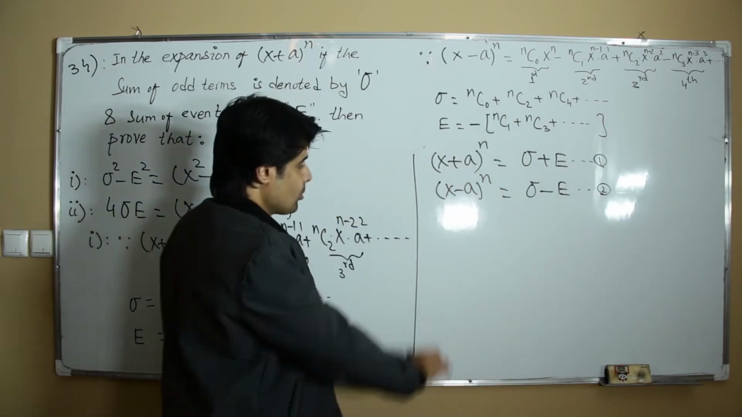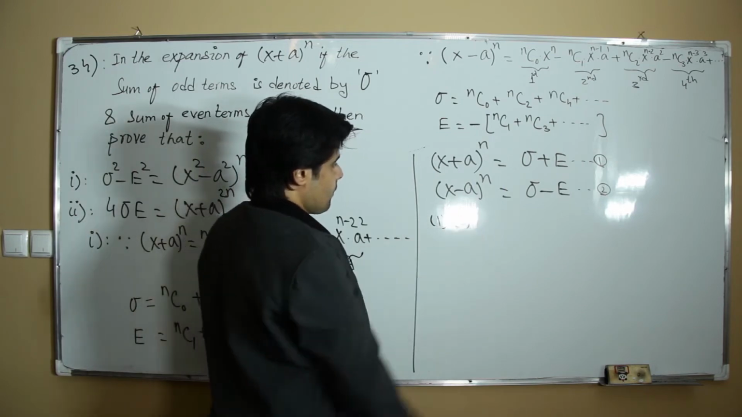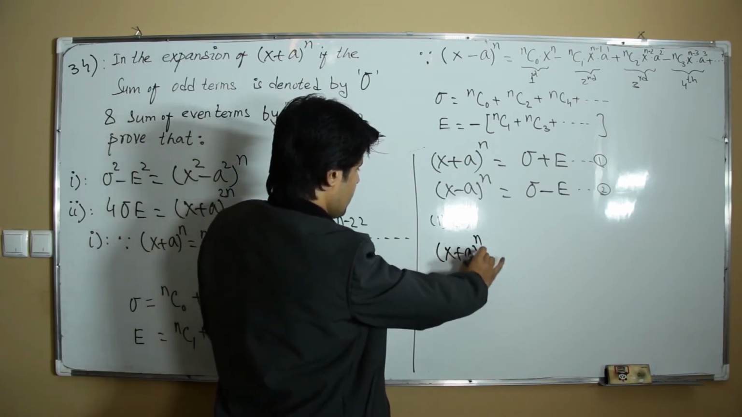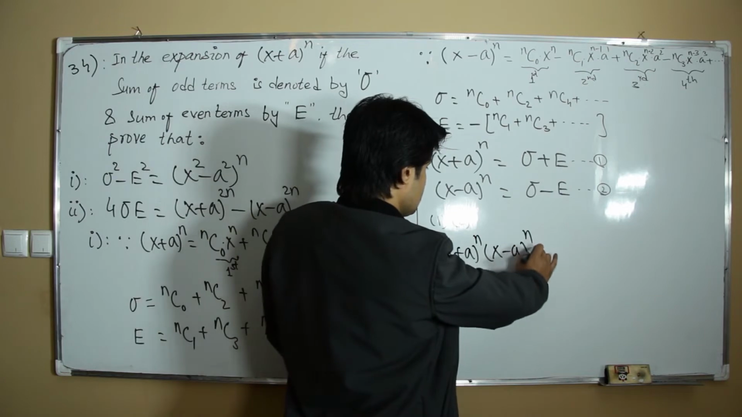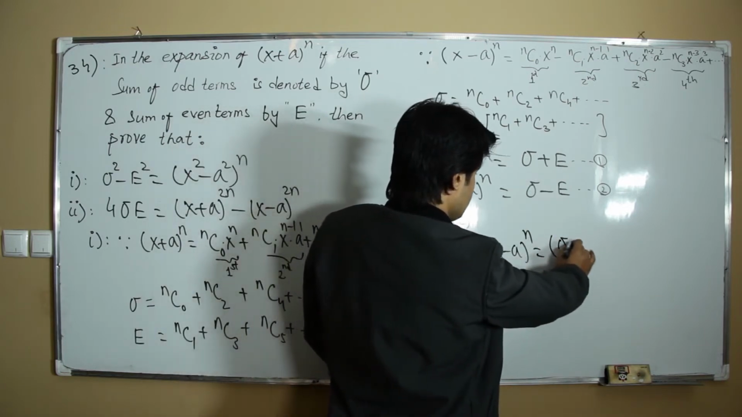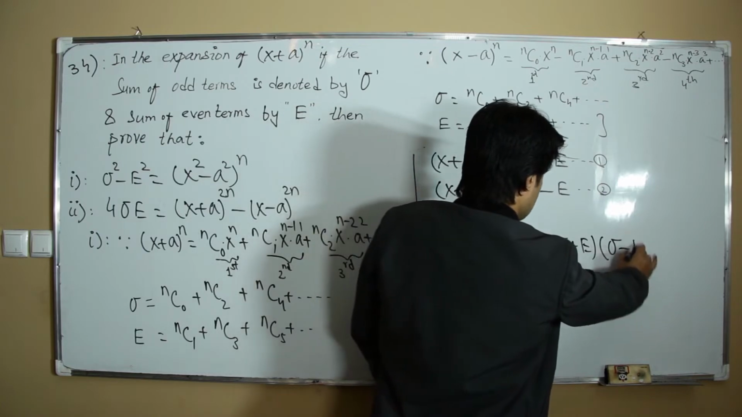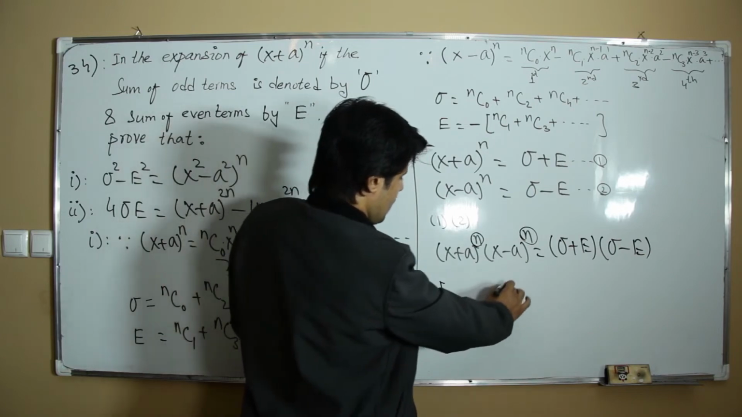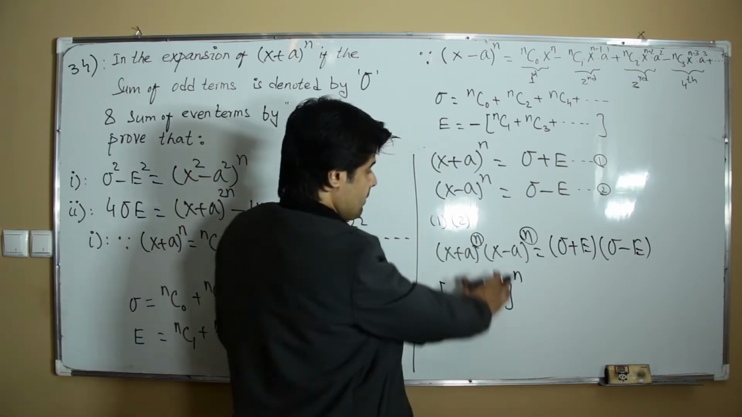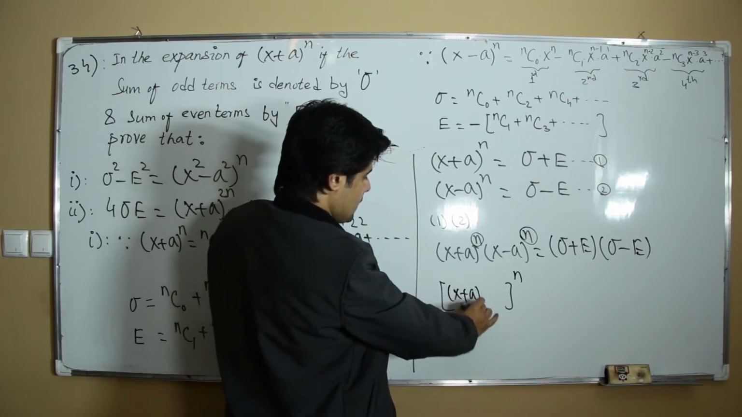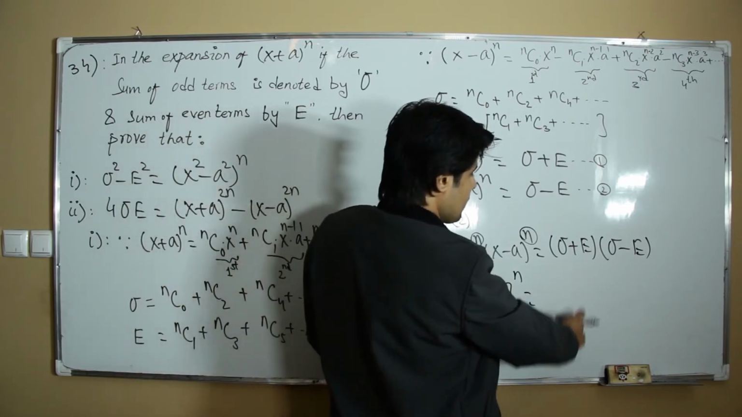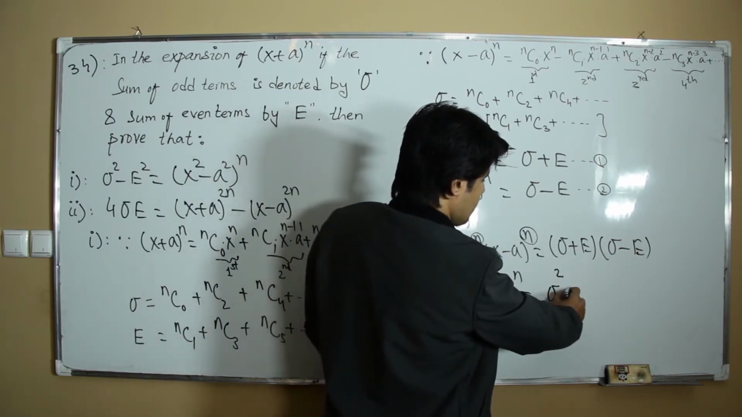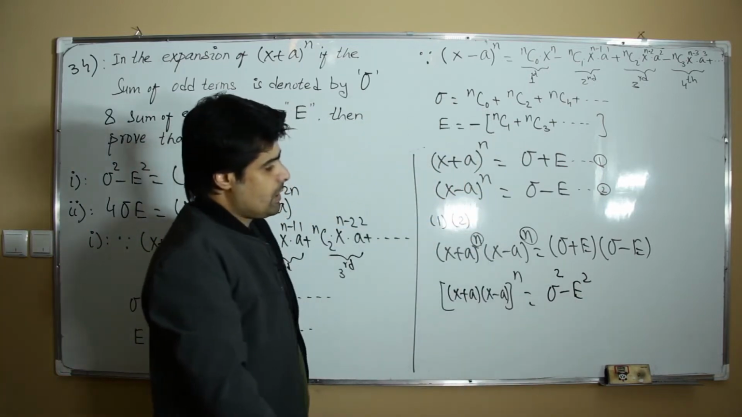Can we multiply both equations? Equation 1 multiplied by equation 2, yes. So (x + a) raised to the power n times (x − a) raised to the power n, and this one is odd plus even, odd minus even. So the powers are the same. We have to take one of them, and the bases should be multiplied: (x + a) times (x − a). In here, it is (a + b)(a − b), so we have o square minus even square, or e square.